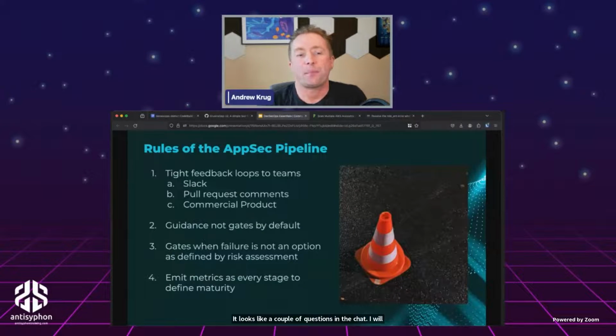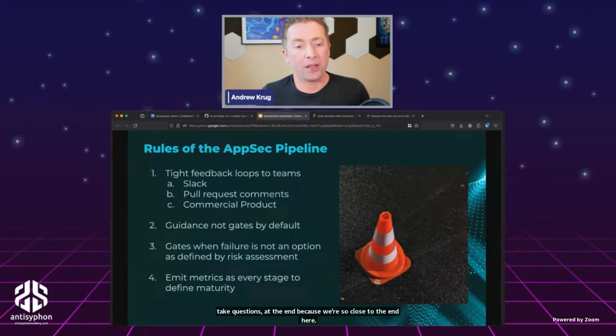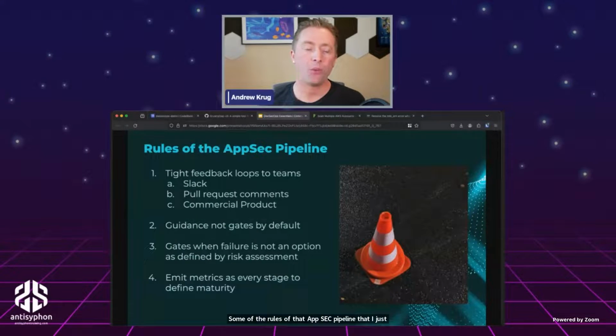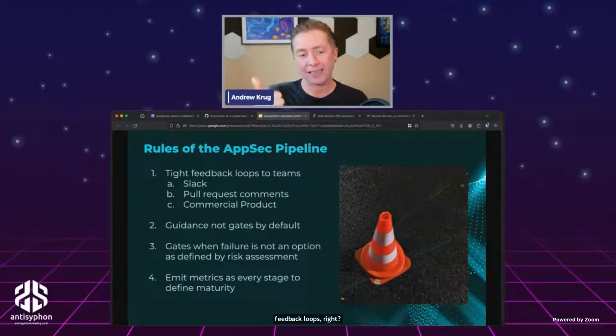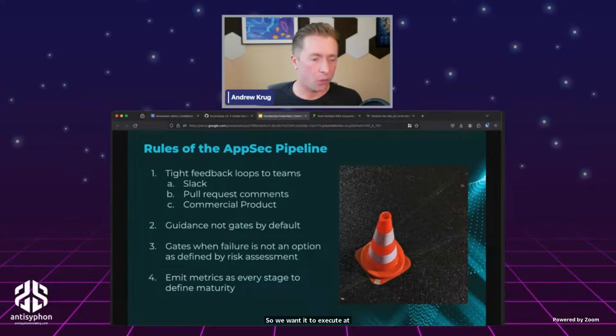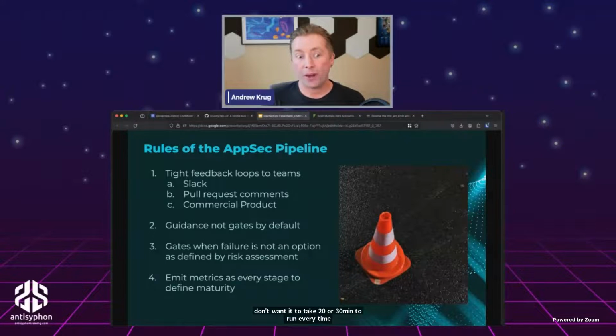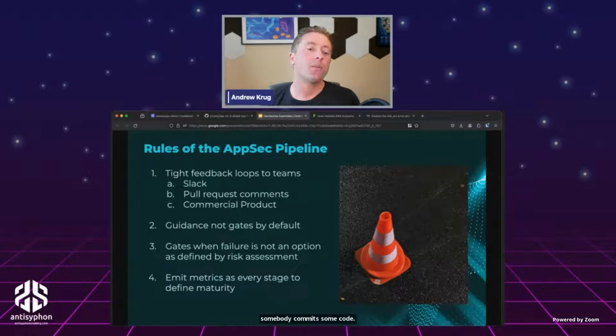Some of the rules of that AppSec pipeline that I just showed on screen is that it has to have really tight feedback loops, right? So we want it to execute at blindingly fast speeds. We don't want it to take 20 or 30 minutes to run every time somebody commits some code. We want it to output messages to the places where people are already working. So that often means Slack or pull request comments or commercial products that facilitate workflow.